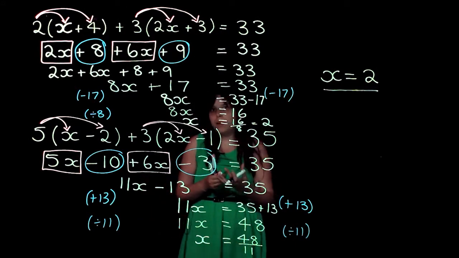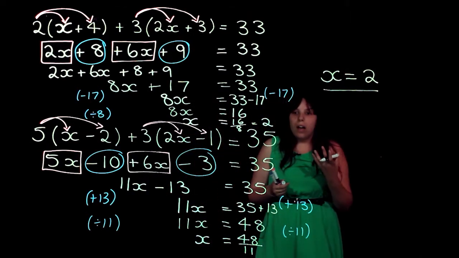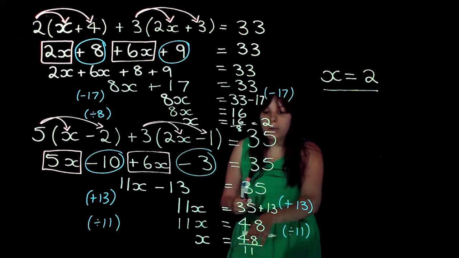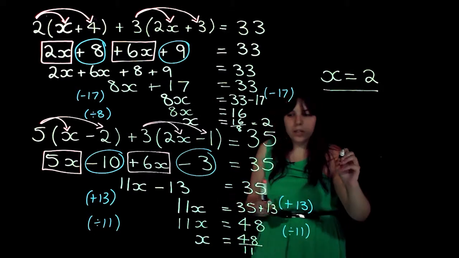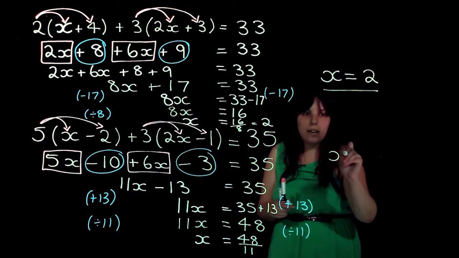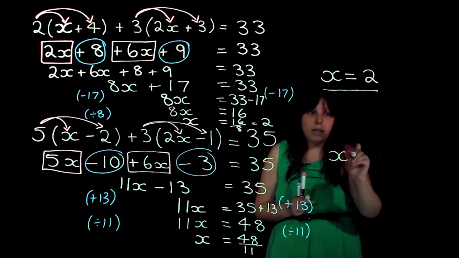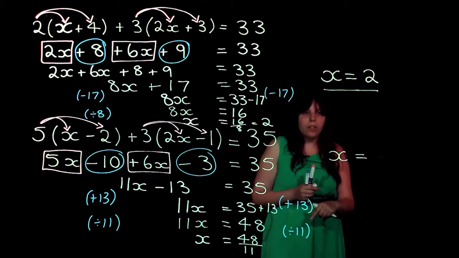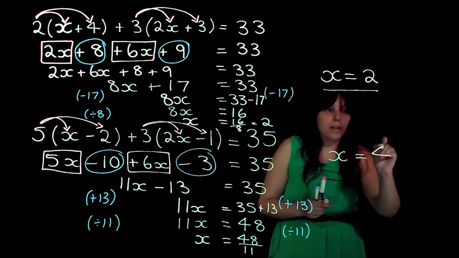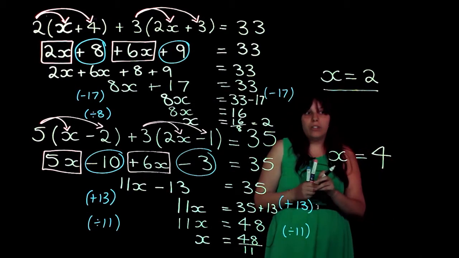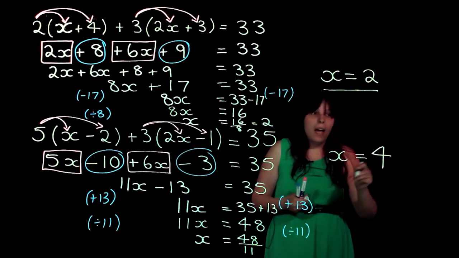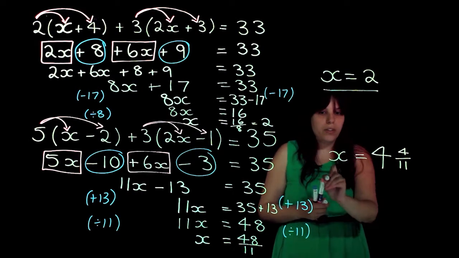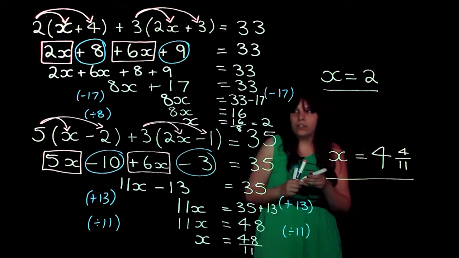Now, 48 divided by 11 isn't divisible as a whole number, so we're going to come up here to turn our 48 divided by 11 into a mixed number. So we're going to say how many 11s go into 48? Well, that's going to be 4, because 11 times 4 is 44. And then we've just got 4 11ths left over. So that is our solution for the second question.